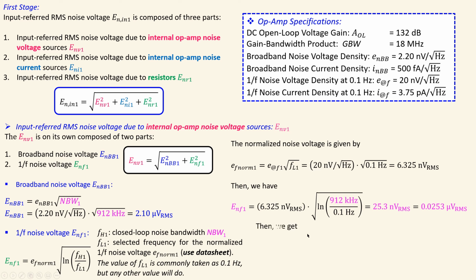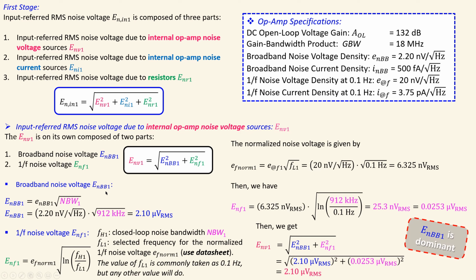Now, we need to combine, of course, the broadband part and also the 1/f noise part. Let's then add them up using this formula. You will have then the following results, and you can see that the result is very close to actually exactly the same in this case as the broadband noise voltage. So the broadband noise voltage is dominating for this case.